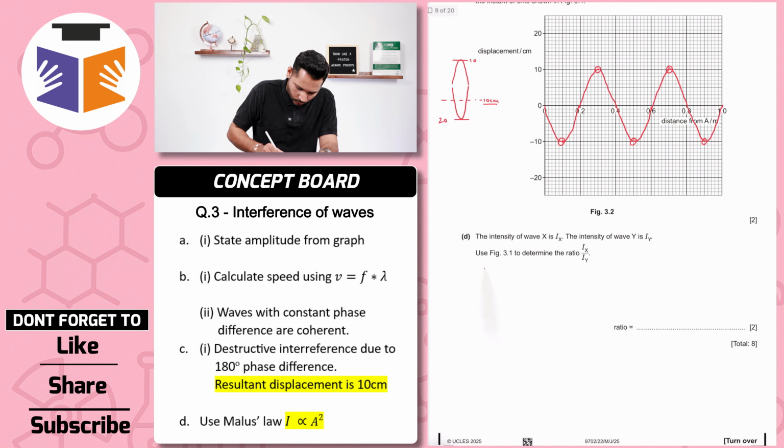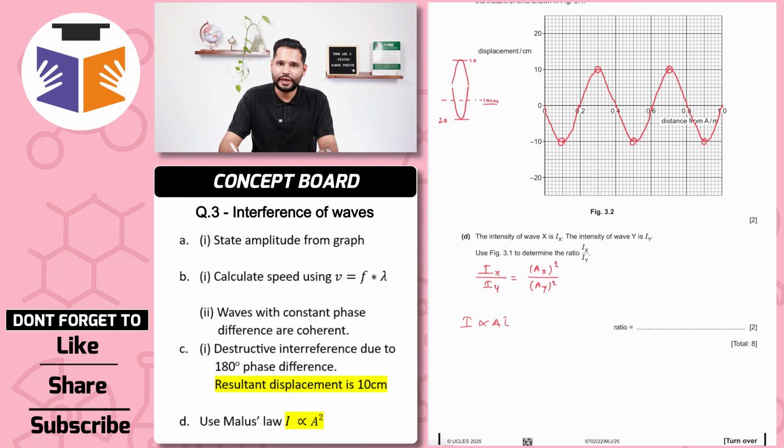Now according to Malus law, we know that Ix upon Iy will be Ax square upon Ay square. Malus law states that intensity is directly proportional to square of amplitude. So for wave X the amplitude is 10, so it will be 10 square, divided by, for wave Y the amplitude is 20, so it will be 20 square. 100 over 400, this will be 0.25.